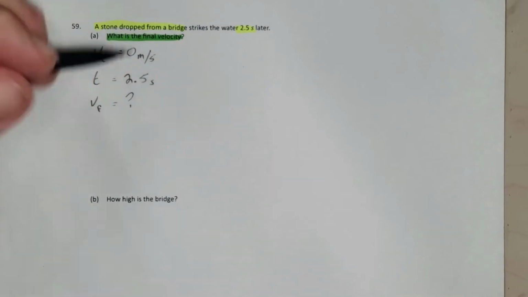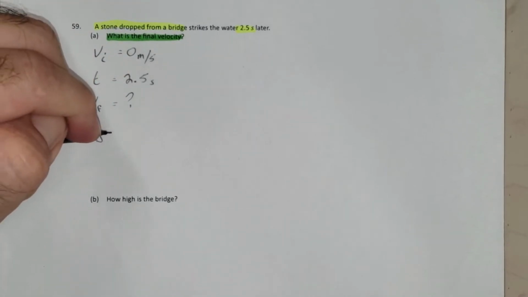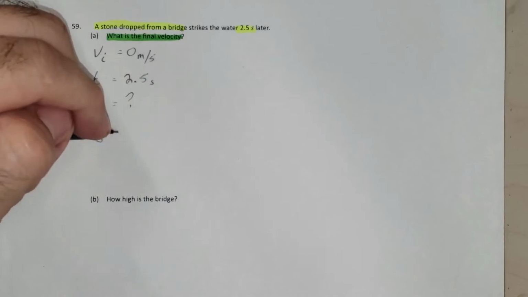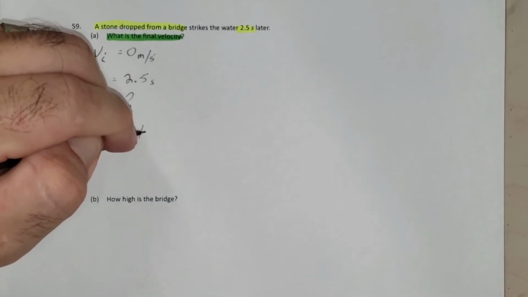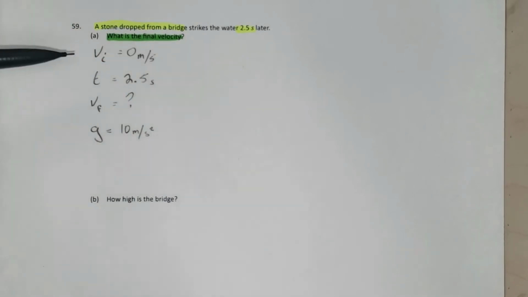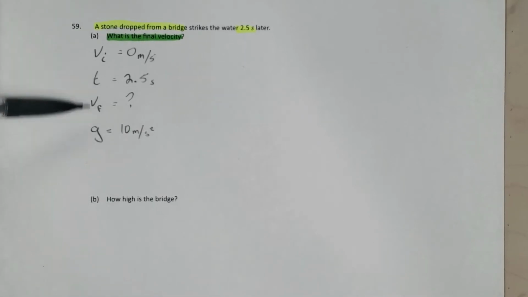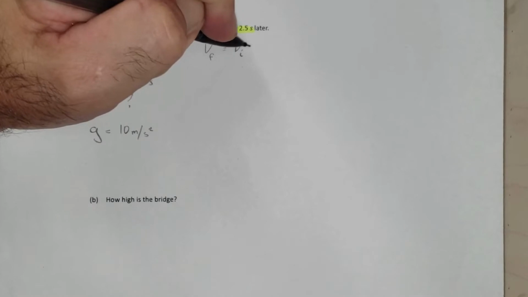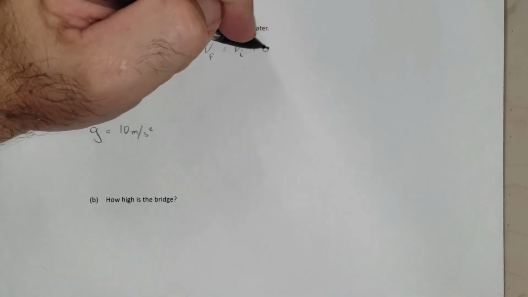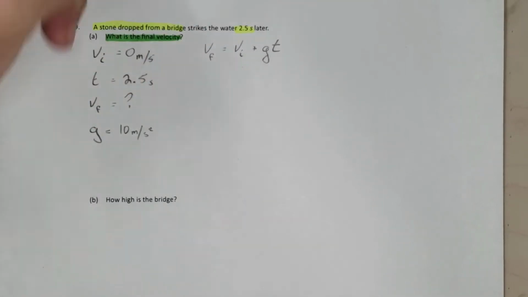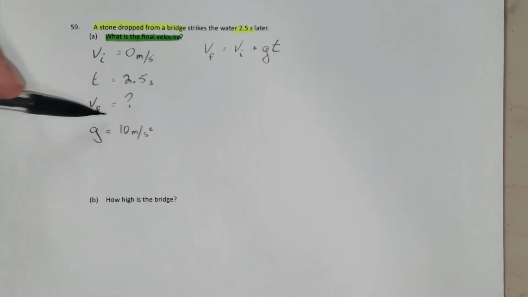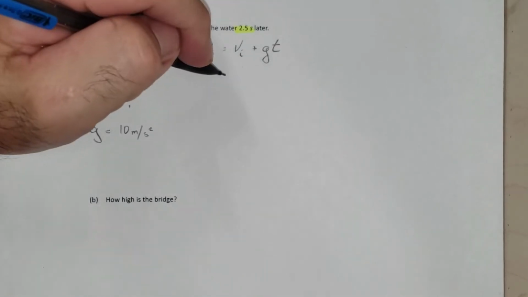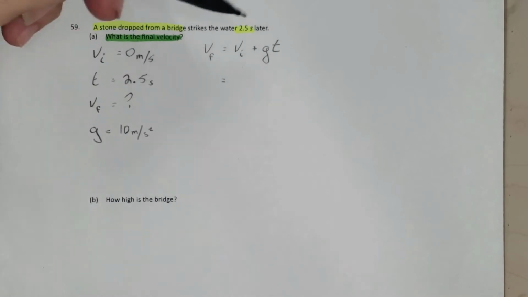Since this is a gravitational free fall problem, we know that g, the acceleration due to gravity, is 10 meters per second squared. Now the formula from acceleration that will relate initial and final velocity, time, and acceleration due to gravity is VF equals VI plus AT. In this case, we'll do GT. We've already solved the formula for our unknown, so we don't need to manipulate it at all. All we need to do now is just plug in our values.